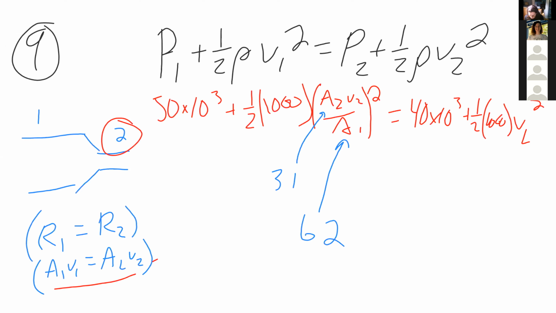What is the symbol, the 62? Oh, that's supposed to be an A1. That's the area of this pipe. And then the A2 is on top.